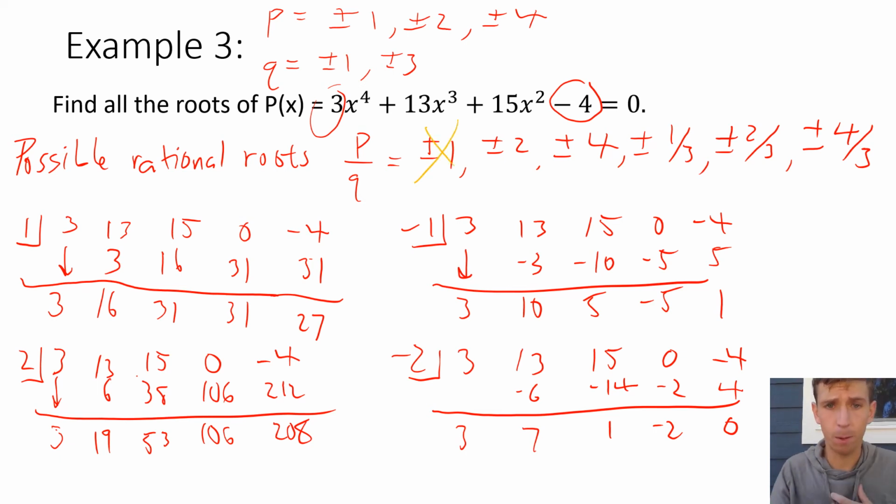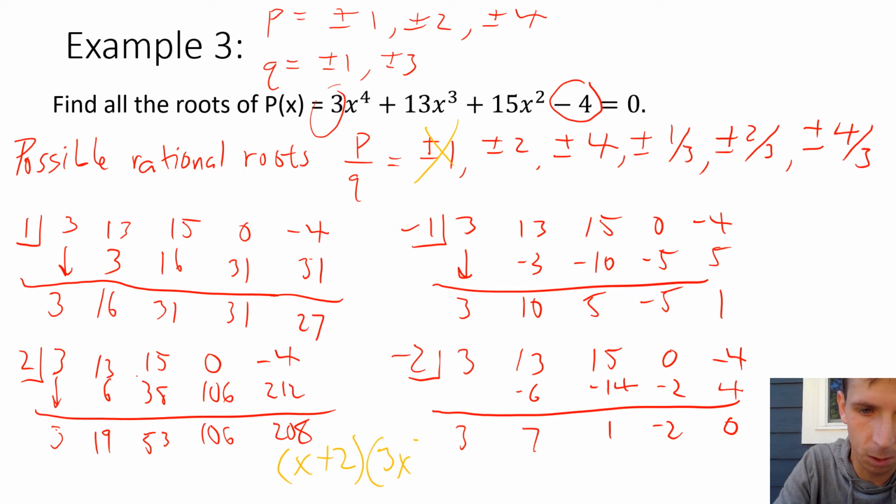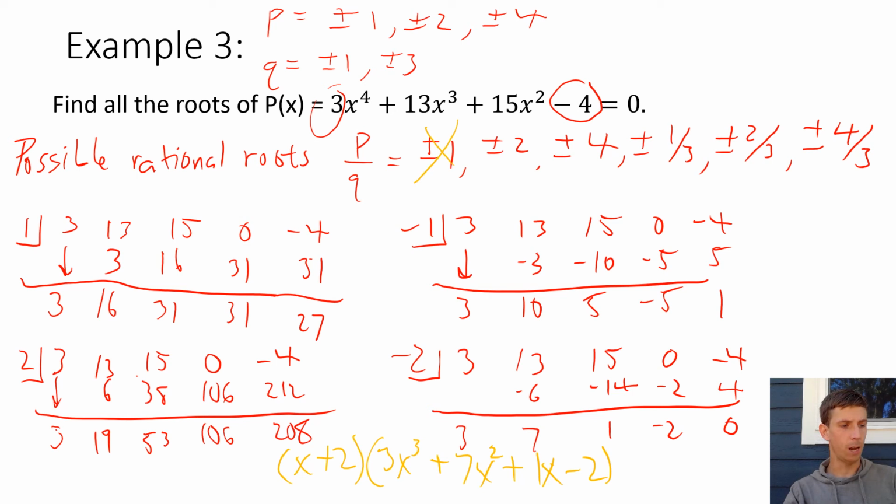So what we've been able to do is factor this polynomial down. We can factor out an x plus 2, because we know -2 is a root. And then these are going to be the coefficients of the resulting cubic. So 3x cubed plus 7x, I'm sorry, 7x squared plus 1x minus 2. And so let's take this over to the next slide.